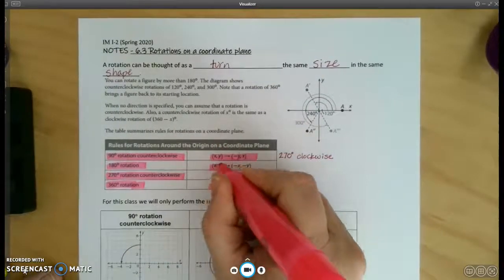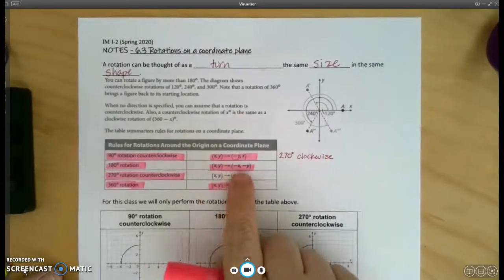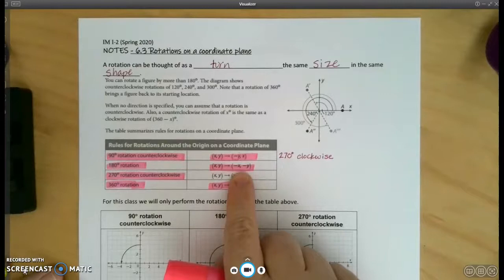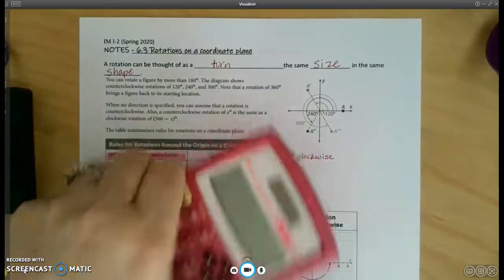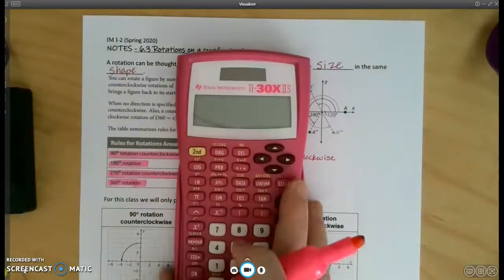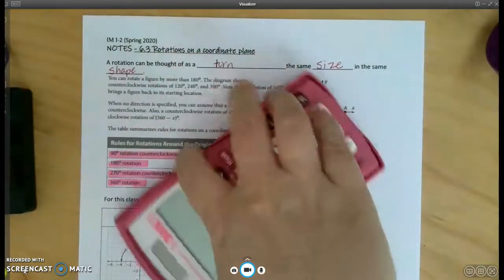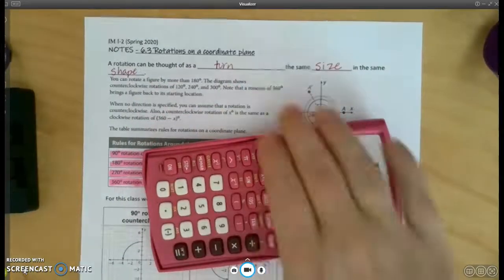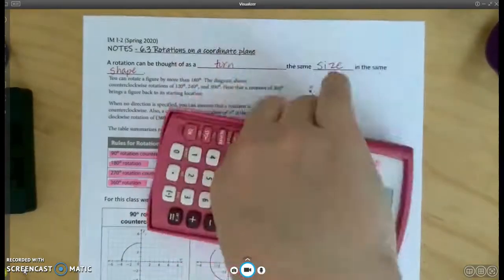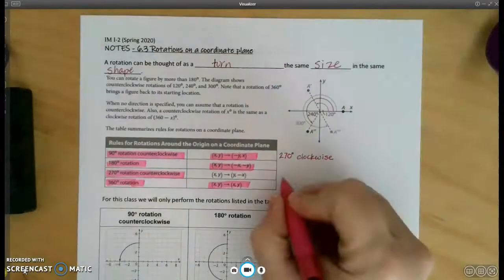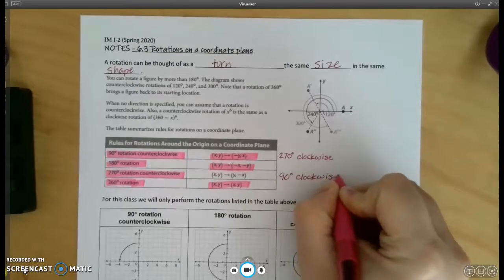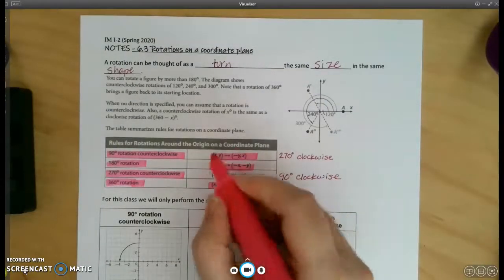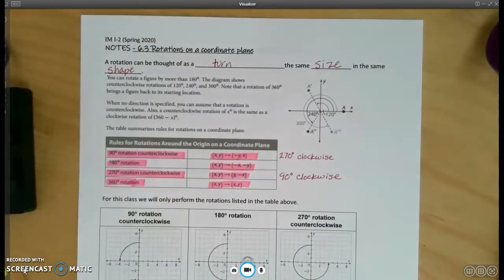Okay? A 180-degree rotation, X and Y stay in the same order. You just flip the signs. You take the opposite, negative X and negative Y. 270 degrees counterclockwise. So again, if this is my rotation, 270 degrees counterclockwise happens to be the same as 90 degrees clockwise. So 90 degrees clockwise. And in that case, you switch X and Y, but you take the opposite of your X value instead of your Y value. So let's look at what this happens.